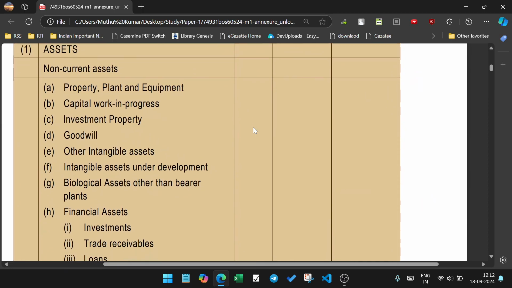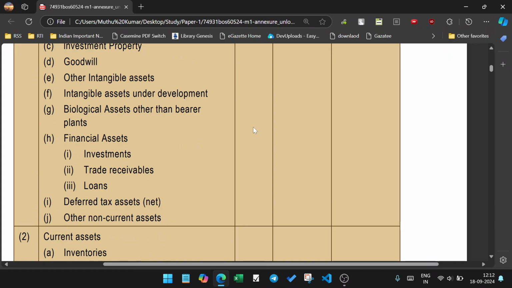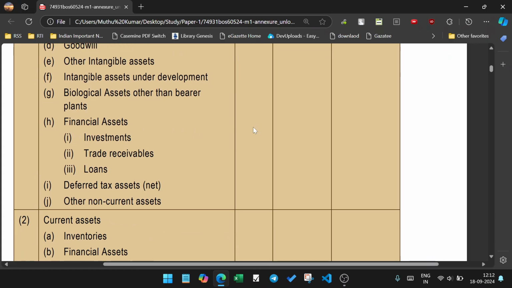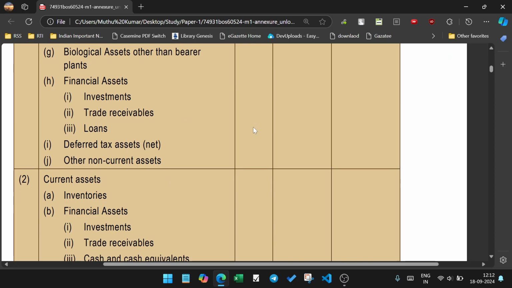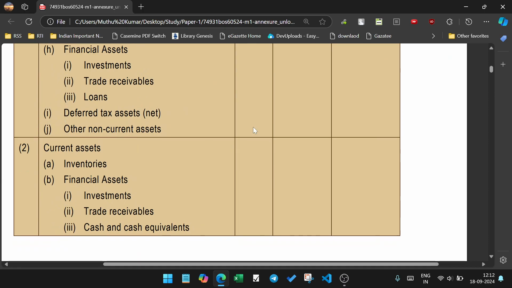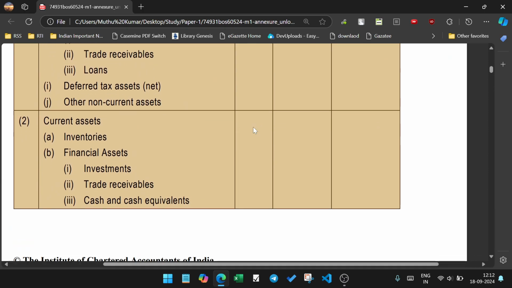Property, plant and equipment, capital work in progress, investment property, goodwill, other intangible assets, intangible assets under development, biological assets other than bearer plants, financial assets: investments, trade receivables, loans, other financial assets, deferred tax asset, other non-current assets.